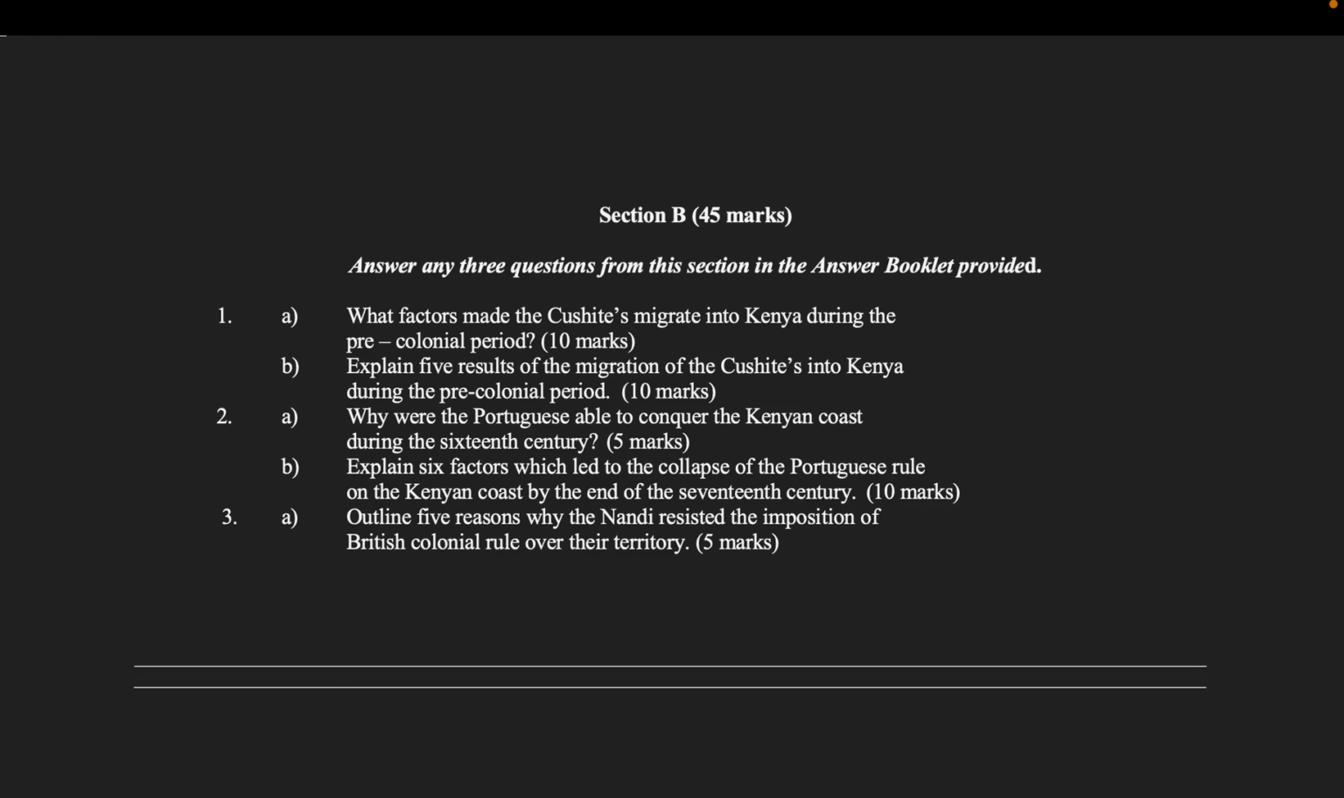2b. Explain 5 factors which led to the collapse of the Portuguese rule on the Kenyan coast by the end of the 17th century. The harsh Portuguese rule provoked resentment from the coastal communities. Some coastal communities organized a series of revolts against the Portuguese. Colonial administrators embezzled revenue, and so they made it difficult for Portugal to run their possessions on the Kenyan coast. Inefficient, non-committed administration. Trade along the Kenyan coast declined, therefore the Portuguese found retaining their control over the East African coast a liability.